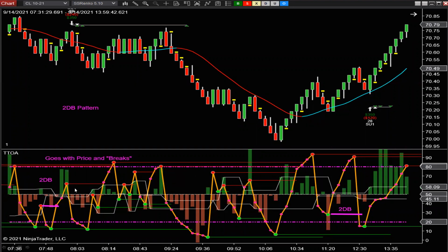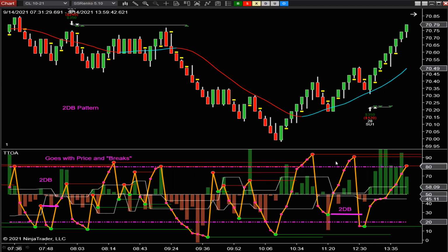Let's see if we can find another one here. I actually missed one here. I got one here where, well, actually that isn't. And so this one almost made the pattern. Sometimes it'll miss it by a little bit. And in this case, you're coming down and then break the right edge.